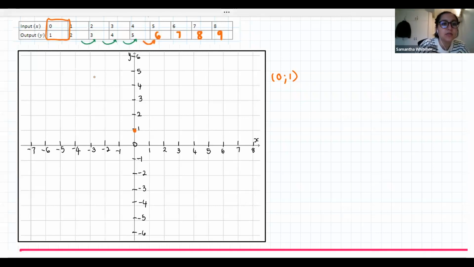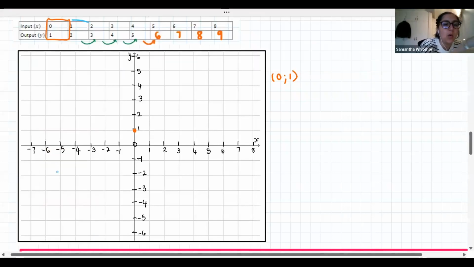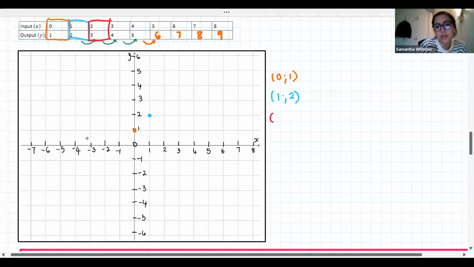If we now go to our next set of coordinates, the next pair is 1, 2. So my x is 1, my y is 2. I go to where x is 1, I go up to where y is 2, I plot my point. My next coordinate is 2, 3. So x is 2, y is 3. I go to where x is 2, I go up to where y is 3, and I plot my point.